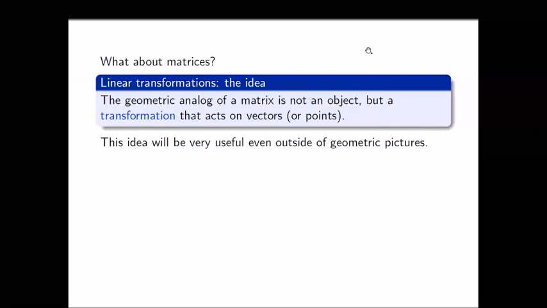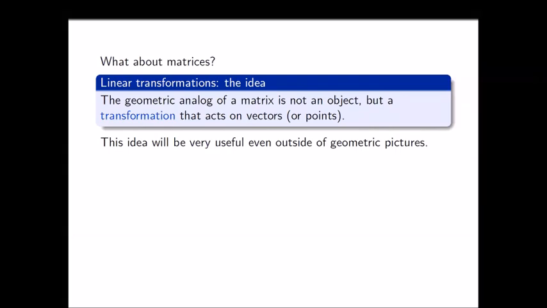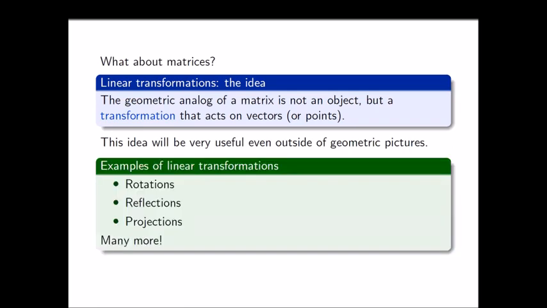Now, one thing we haven't talked about yet is matrices. So what about them? The geometric analog of a matrix is not an object or a shape in space, but a transformation, or a function if you would like, that acts on vectors or points. This idea is going to be very useful even outside of geometric pictures. Some examples of linear transformations are rotations, reflections, and projections, but we don't stop here. There are many, many more.